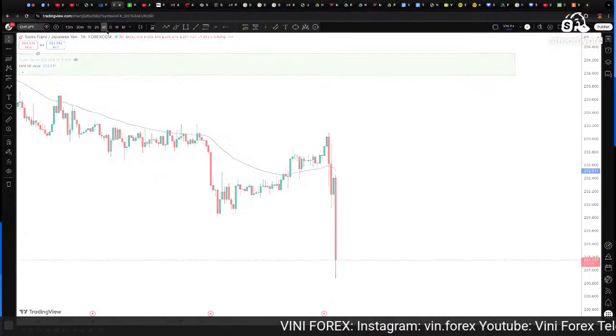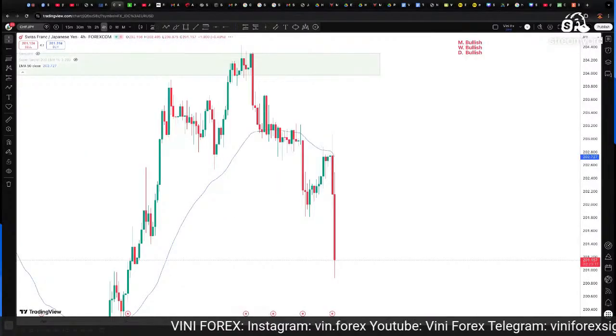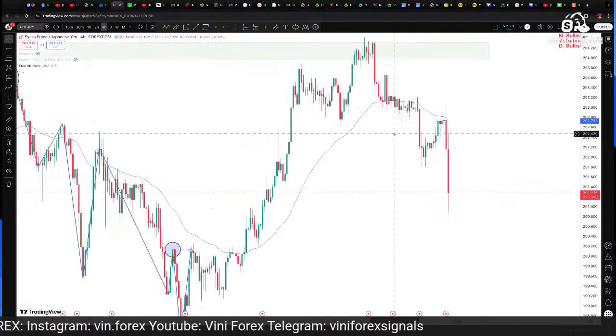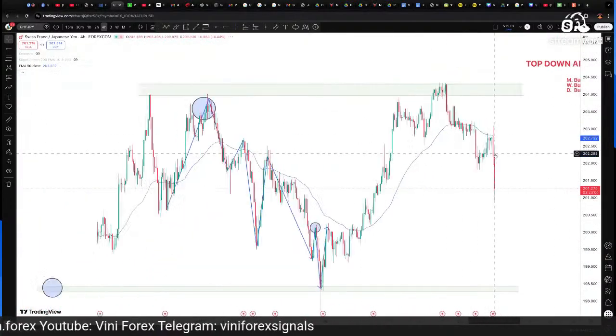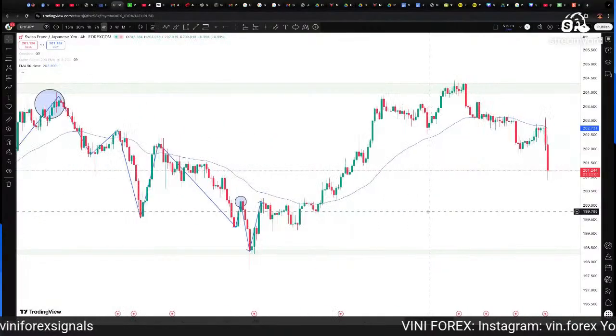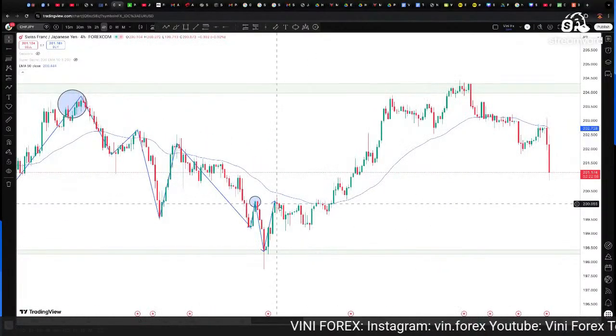Where we are in 4 hours. I think we are 4 hours on this analysis, right? Yes, sir. Okay, we are in 4 hours on analysis. This is where we are, right?